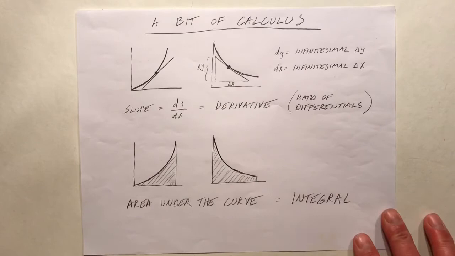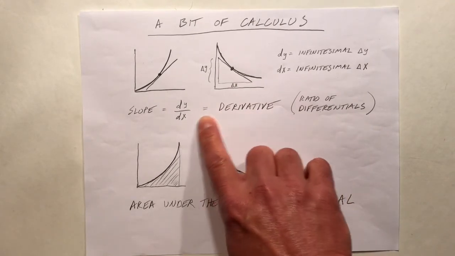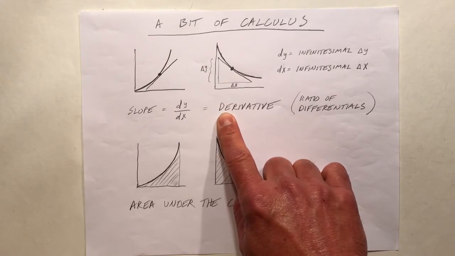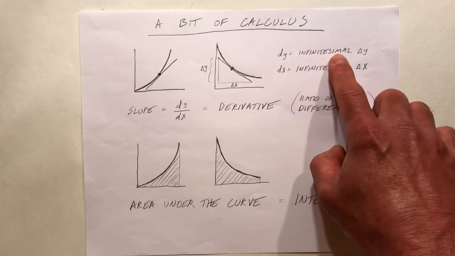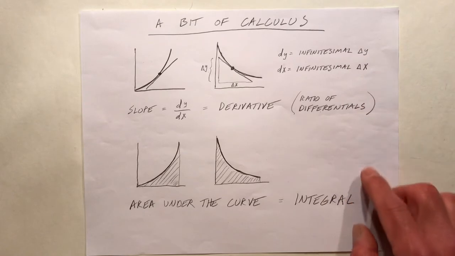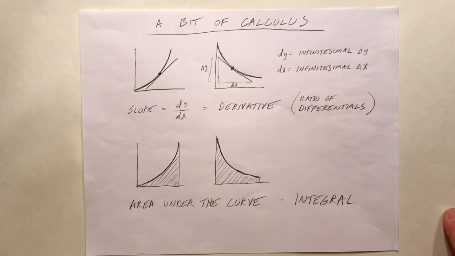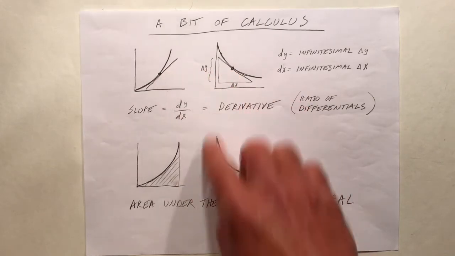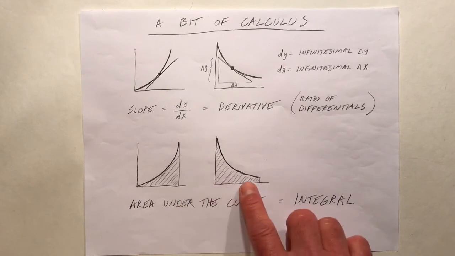So just a quick bit of calculus here with graphs. The slope dy dx, or the derivative at any point on the graph, the instantaneous slope, is a ratio of the differentials, where dy is the infinitesimal change in y, or differential y, and dx is the infinitesimal change in x, or the differential x. So the derivative gives us the slope at any point on the curve. Now the integral tells us the area under the curve.